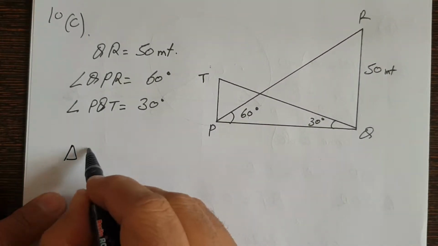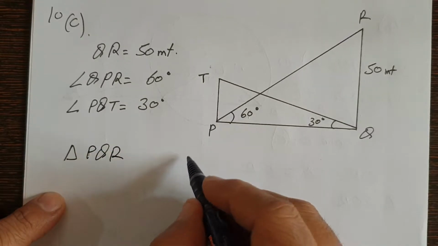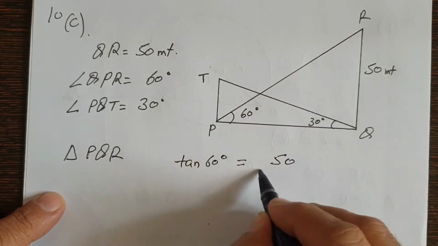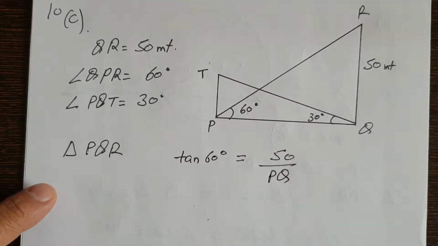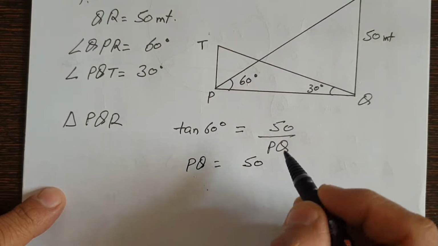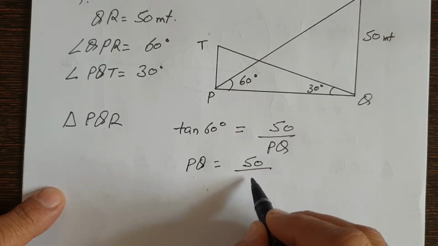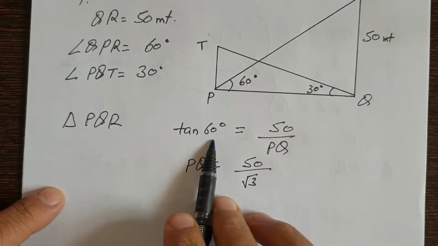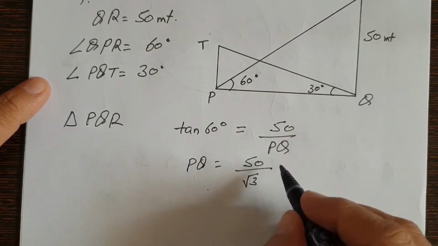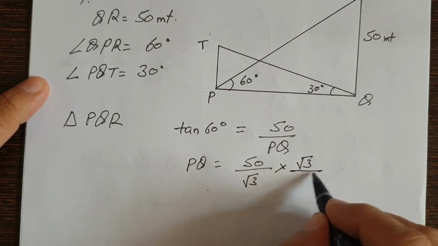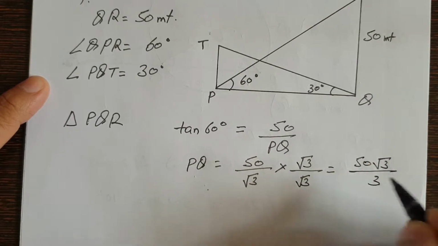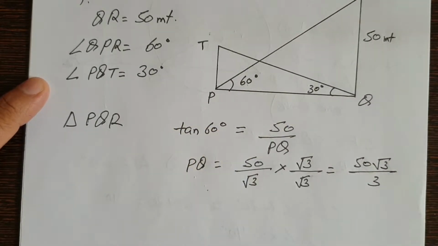So in triangle PQR, tan 60 degrees is equal to 50 by PQ. Now PQ is what? PQ is 50 by root 3. What is tan 60? Root 3. So cross multiplying, PQ equals 50 by root 3. So rationalizing the denominator, this is 50 root 3 by 3. So PQ is 50 root 3 by 3.